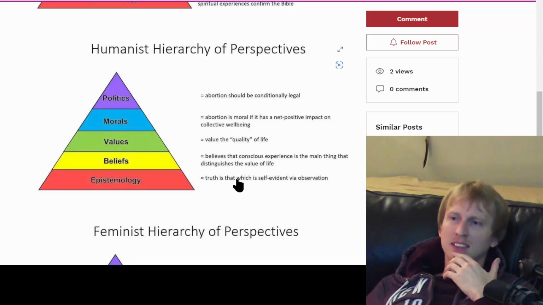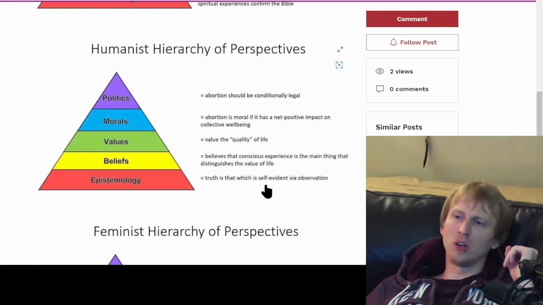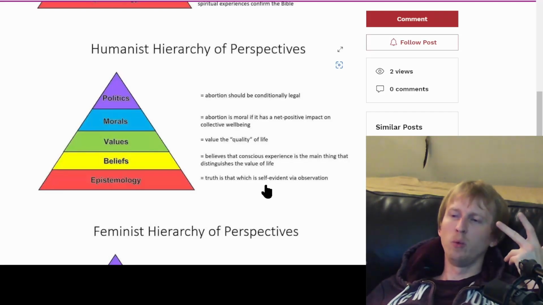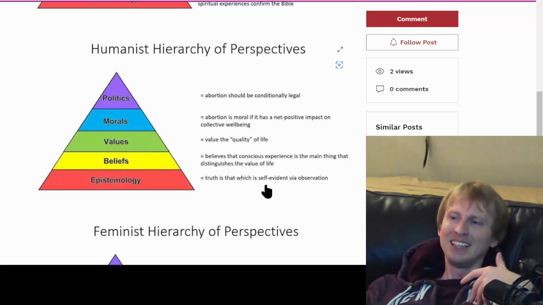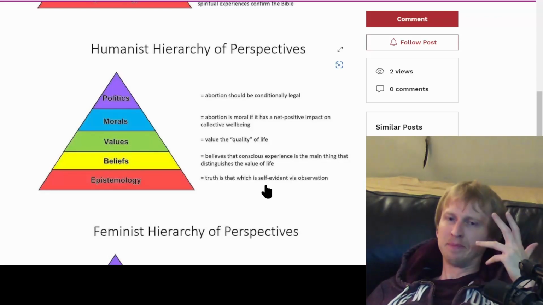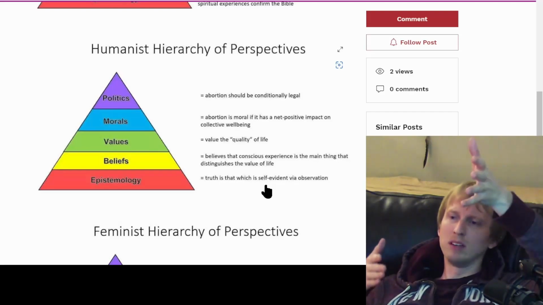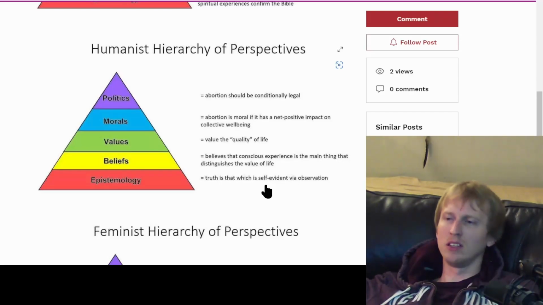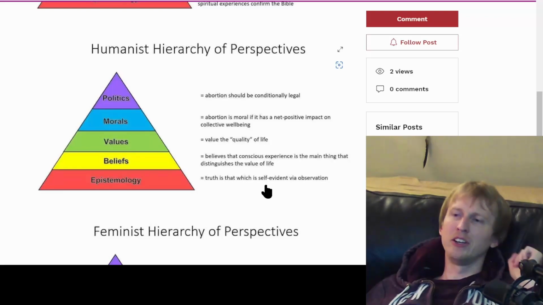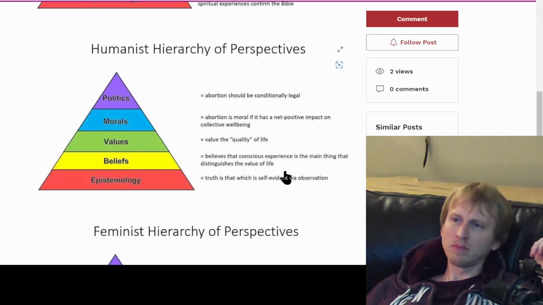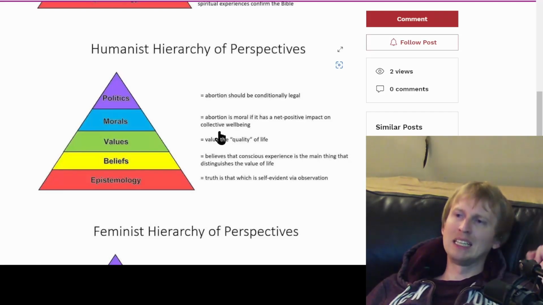What is the epistemology that underpins this value of sentient conscious experience? Perhaps you could say truth is that which is self-evident via observation. And so it's self-evident to us that we value quality of life. Perhaps it's self-evident to us that we care less about the fact of life than the quality of life, as evinced by this thought experiment. If you compare the number of people with high quality lives to the number of people with low quality lives, which is more valuable to you? There, you've got your answer. Self-evident truth, right? Epistemology. You could run through that type of reasoning for the political opinion: abortion should be conditionally legal.